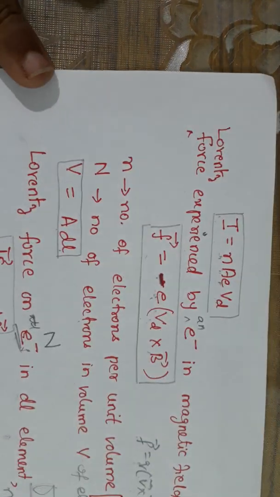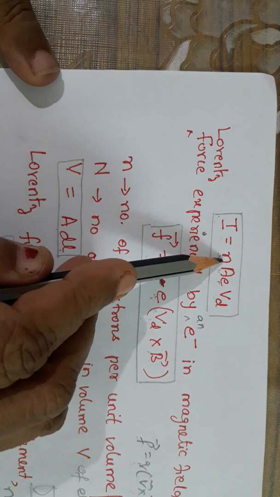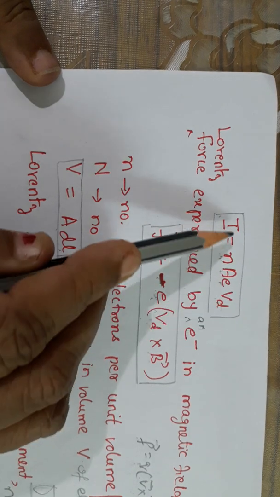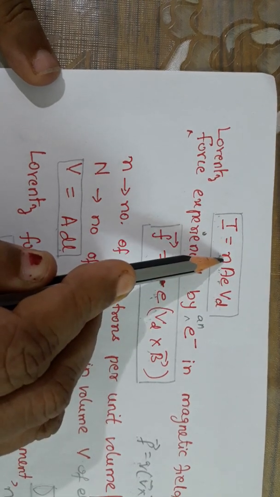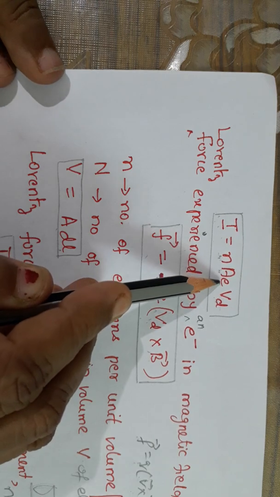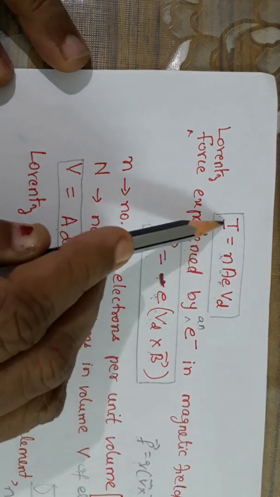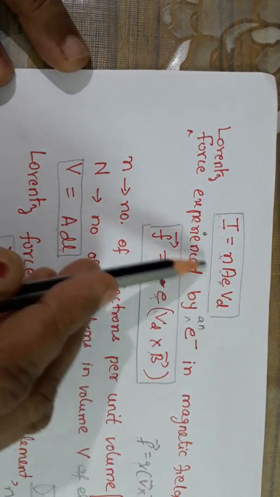Now we will go to the derivation part children. Already you know the relationship between current and drift velocity: I is equal to nAe into Vd. That is current, number of electrons per unit volume, area of cross section, charge of electron and drift velocity. This is the relationship between current and the drift velocity.